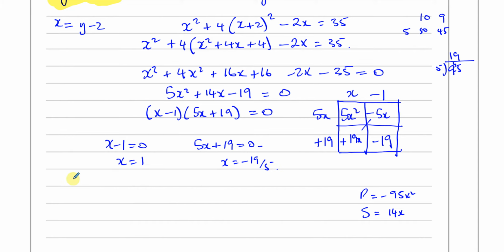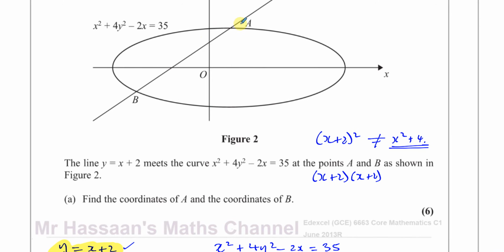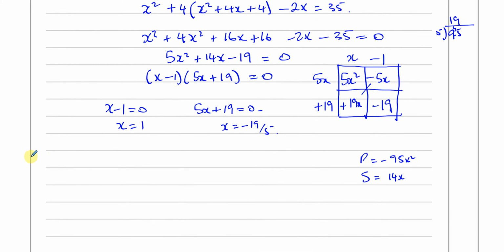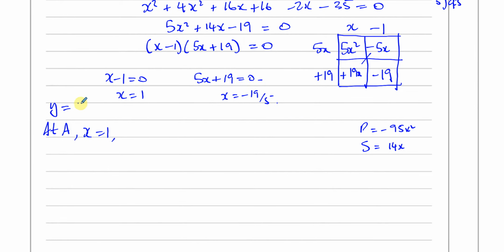So we found the x coordinates of the two points. So obviously the x coordinate of A is 1 and the x coordinate of B is minus 19 over 5. All right, so we can see at A, x equals 1, and we know the equation is y equals x plus 2. So therefore we can say y is equal to 2 plus 1, which is equal to 3. So the coordinates of A are 1, 3. So that's the coordinates of A.